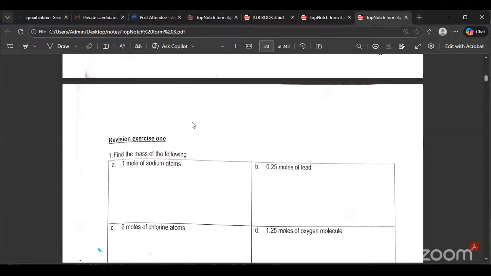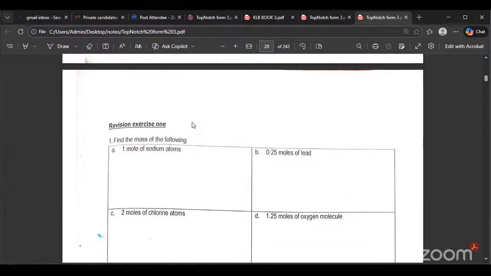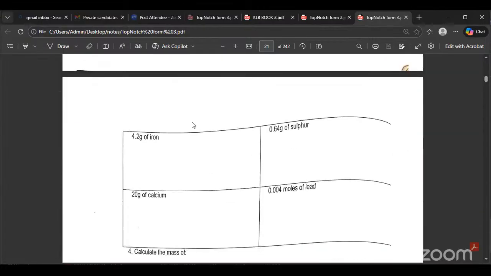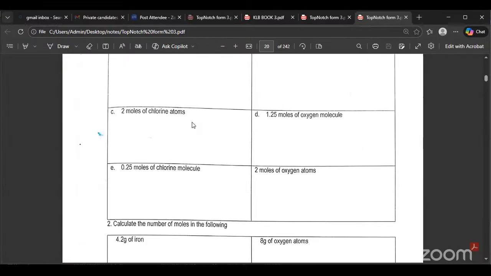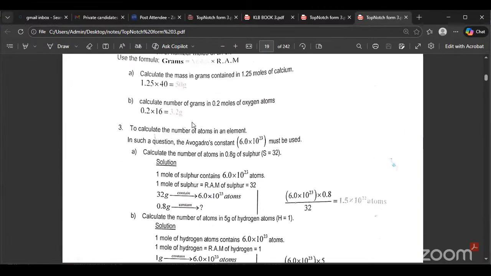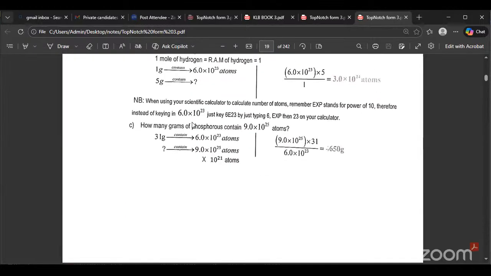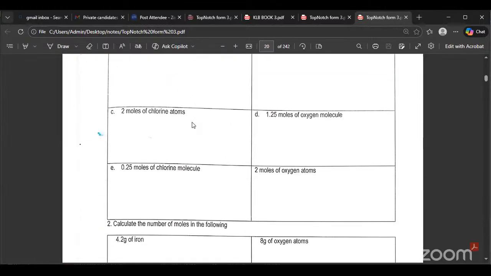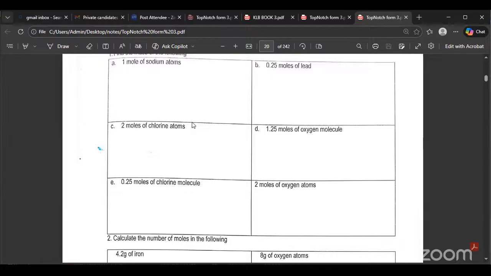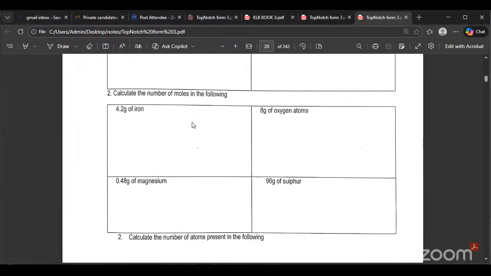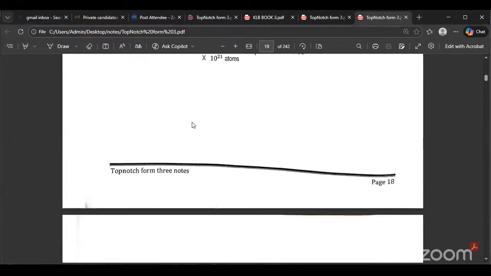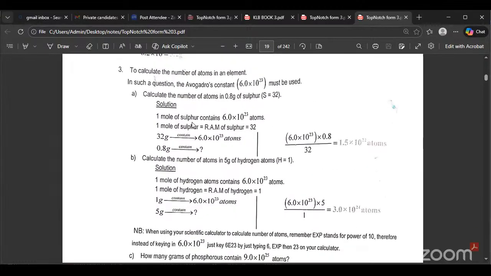So let me just solve it here and then I leave you with, I shared the Top Notch. I don't know now the page. In the Top Notch, you can open this question, revision exercise 1. I think for the 30 minutes, you can still try the same, and then we can continue the next day.